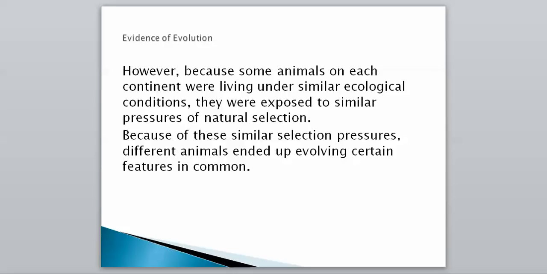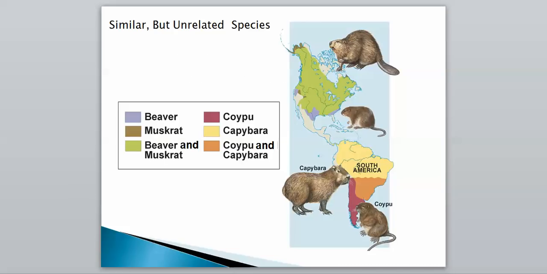So they're going to develop similar features. One example that they gave was a group of rodents that are similar but unrelated. If you look up top, we have a beaver and a muskrat, both more up in the North America area, and then if we go down south into South America, we have what is called a capybara and a coypu. I believe that's how you pronounce that one.